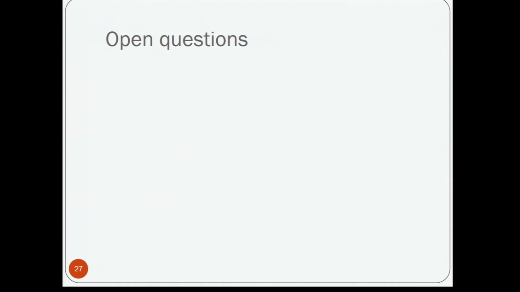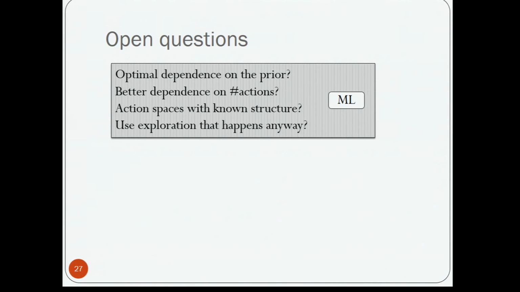Okay, open questions. There is a whole bunch of open questions. One bunch is with an ML flavor. In the basic model, what is the optimal dependence on the prior? And we really don't know. What is the dependence on the number of actions? Our current algorithm has exponential dependence, and it's not clear if one can do any better. There could be a lower bound for all I know.